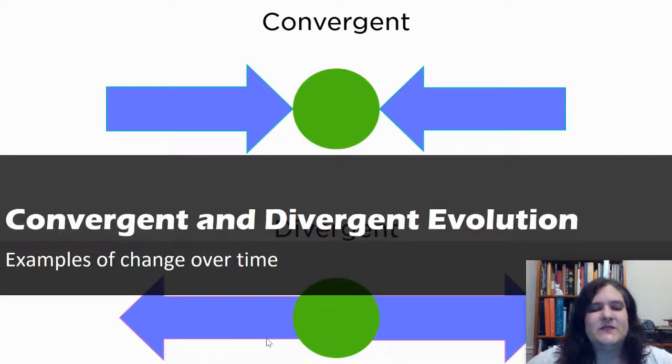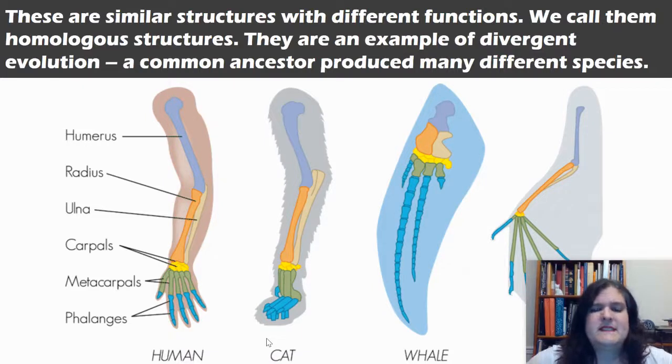Convergent and divergent evolution. Examples of change over time. Let's take a look at this picture. We have 4 different limbs of 4 different animals. One is human. This is the arm of a human. One is a cat's leg, a whale's flipper, and a bat. This last one is a bat, a wing.